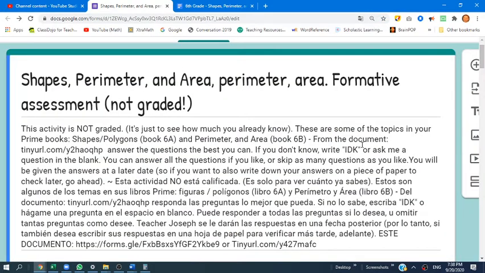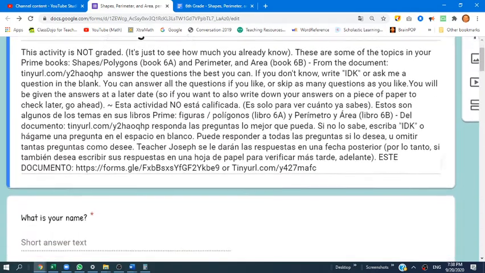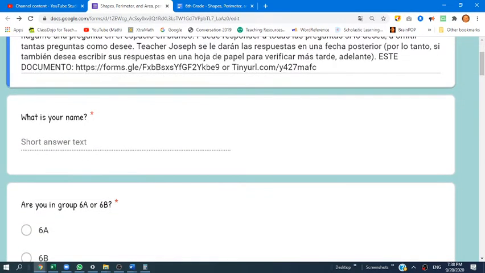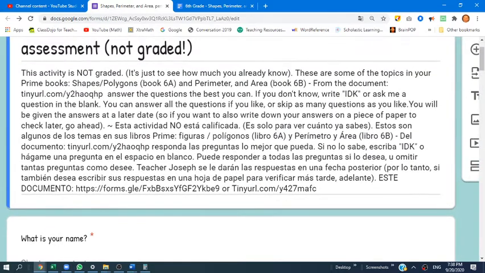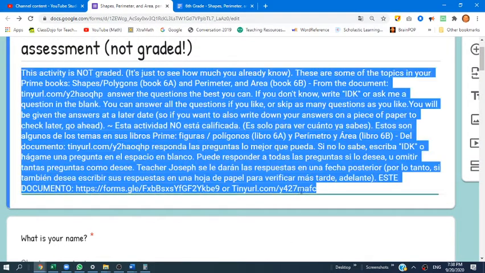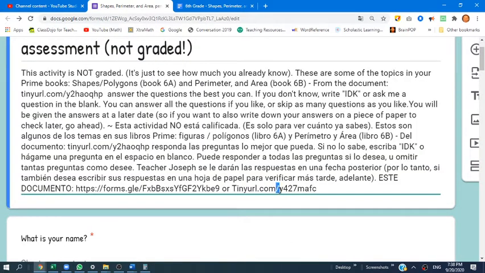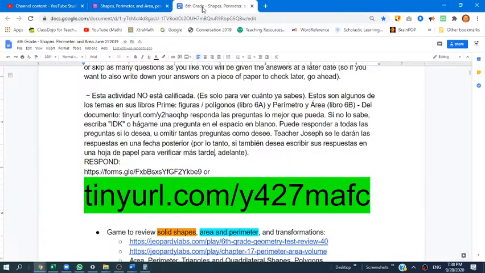This is called a Google form. Here are the directions one more time. You need to put your name, your group, and your class number. If you don't know your class number, just put number 24. Okay, so again, this document is right here. I'm going to put that link here again. So everybody's typing this in.